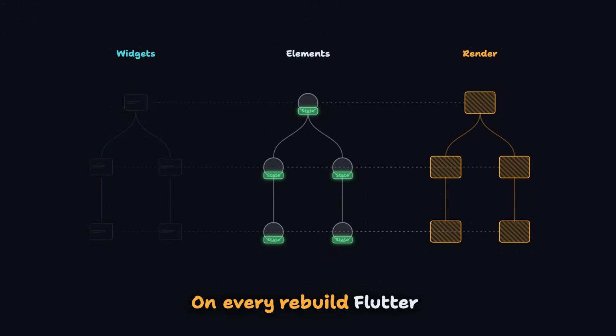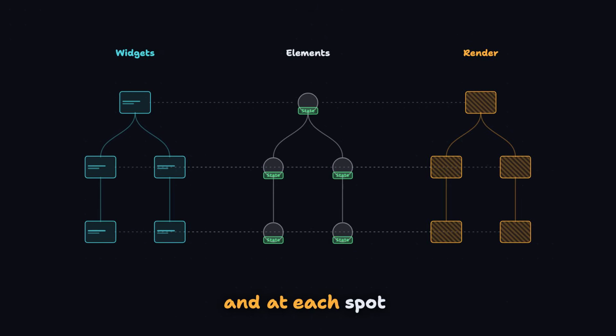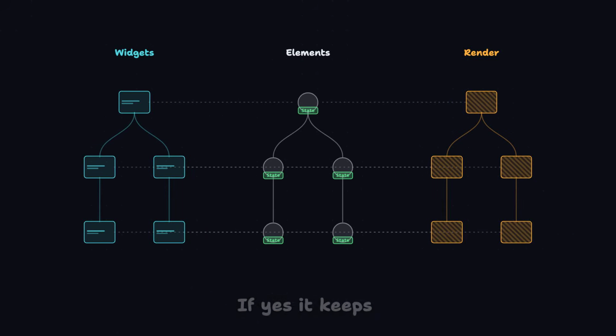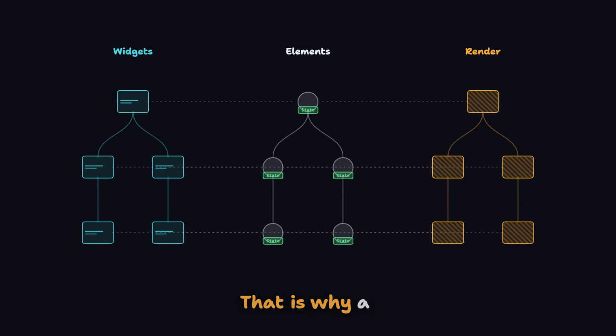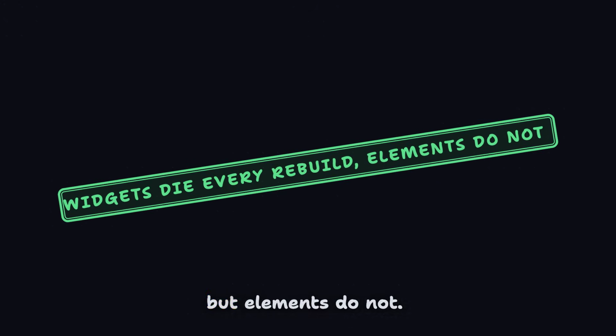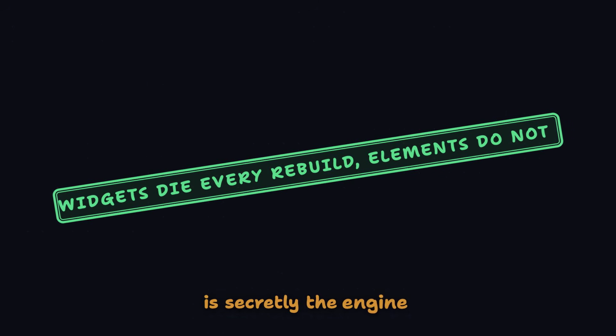On every rebuild, Flutter lines the new widgets against the existing elements, and at each spot it asks one question: is this the same type as before? If yes, it keeps that element and your state untouched, and if no, it throws it away and builds a fresh one. That is why a play icon flipping to a pause icon updates in place. Widgets die every rebuild, but elements do not. And that one fact is secretly the engine behind Flutter's best party trick.